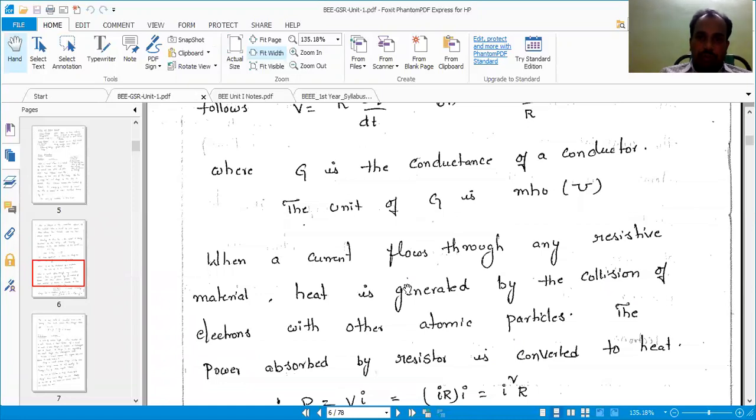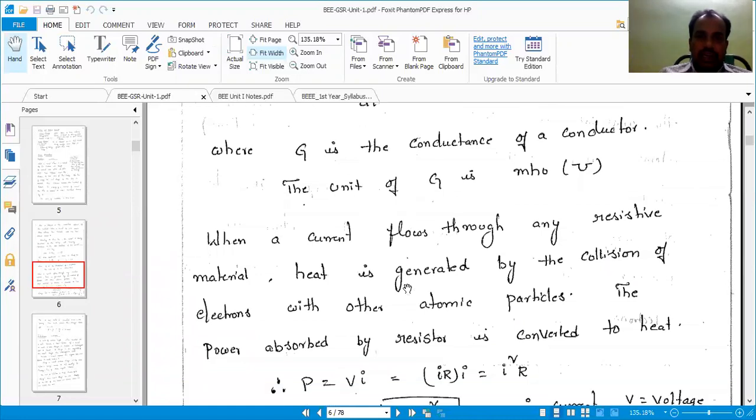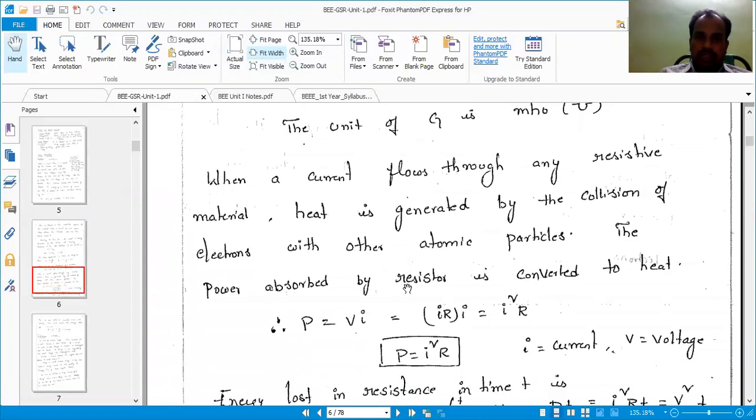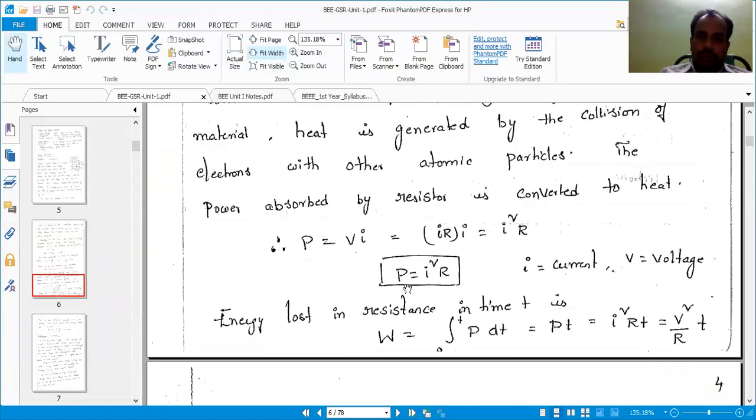When a current flows through any resistive material, heat is generated by the collision of electrons with other atomic particles. The power is absorbed and converted into heat. The power depends on voltage and current. According to Ohm's law, V equal to I into R, so power P equal to I square R. One more formula is V square by R.